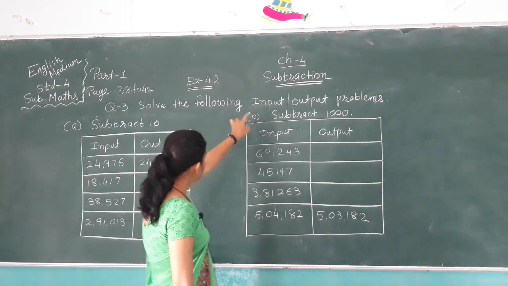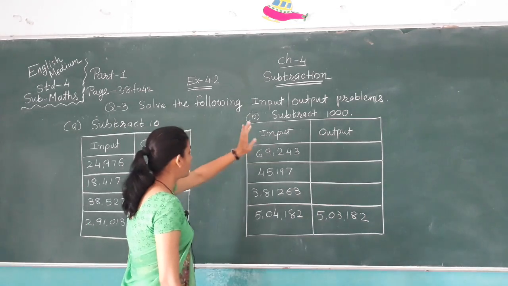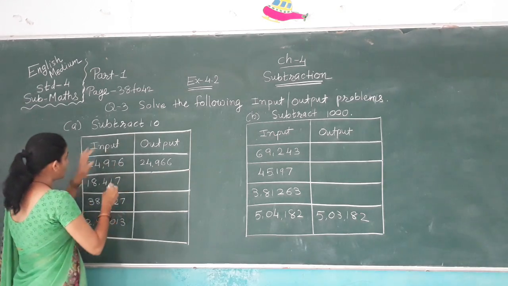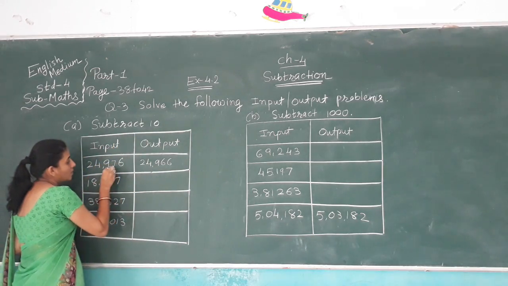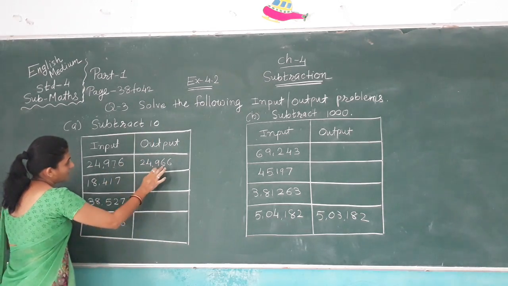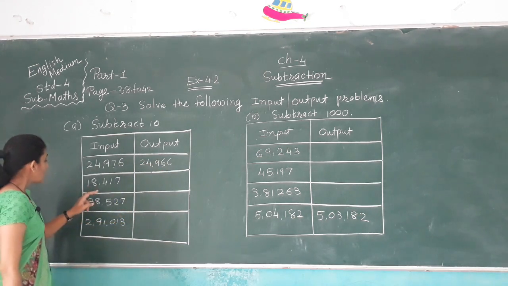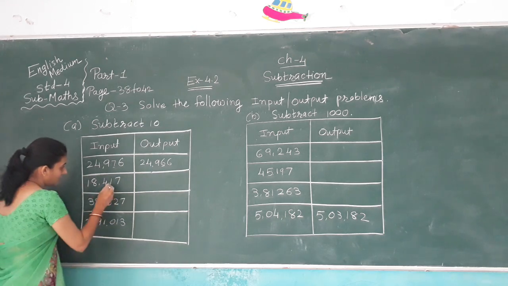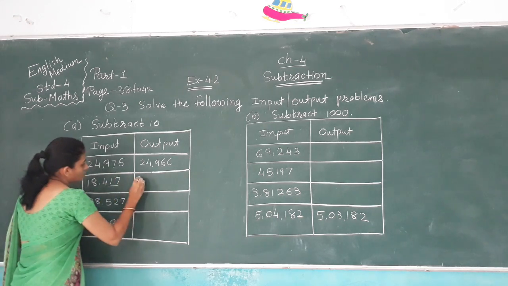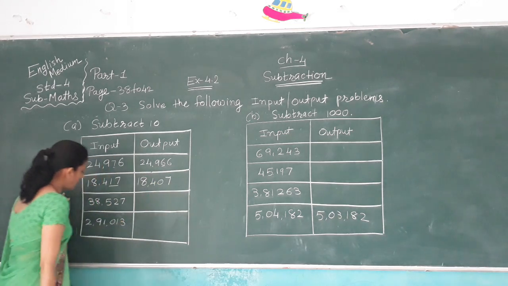Solve the following input and output problems. Subtract 10 and subtract 1000. So input and output. Here look, subtract 10. Tens place here what? Here 7. Minus 1. So we get 7 minus 1, 6. It makes 24,966. Now 18,417. Here tens place 1 and that means 17. 17 minus 10. So 18,407.